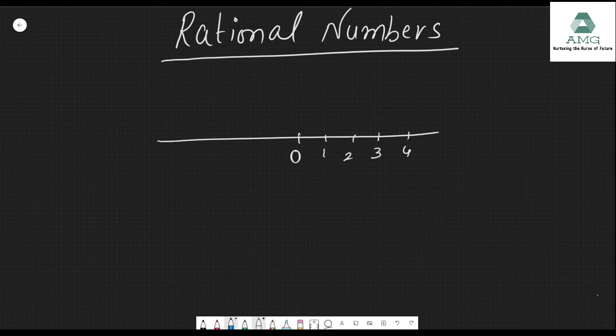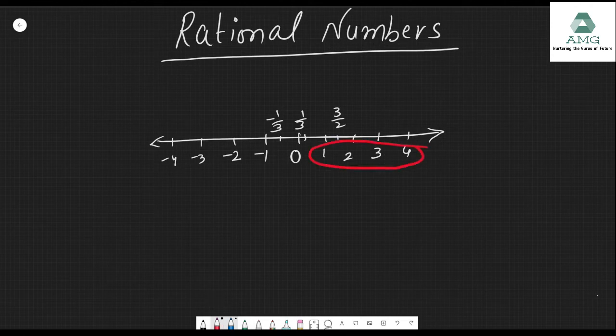On the right hand side of this 0, I am putting some positive numbers like 1, 2, 3, 4 and so on. And on the left side, I'm putting some negative numbers like -1, -2, -3, -4 and so on. I'm going to put some fractions also on this number line like 1 by 3, 3 by 2, -1 by 3, etc.